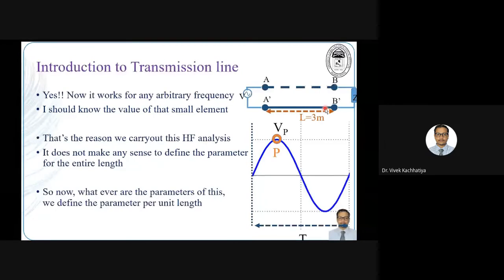So we have to define this parameter per unit length. If we say it has some resistance per unit length, it is because we are defining this parameter by assuming that delta L tends to zero.